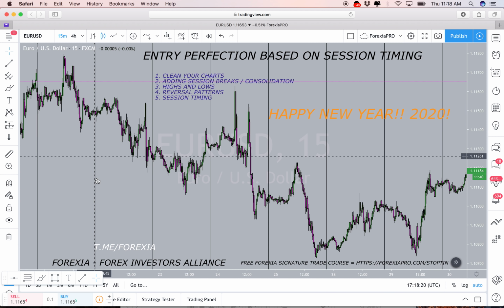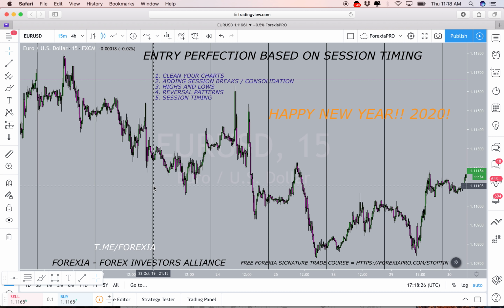And this indication of when the day starts and when one day ends is to help give you a better idea of market structure in a 24-hour period. So that's piece number 2: add the session breaks so that we can understand when consolidation is.